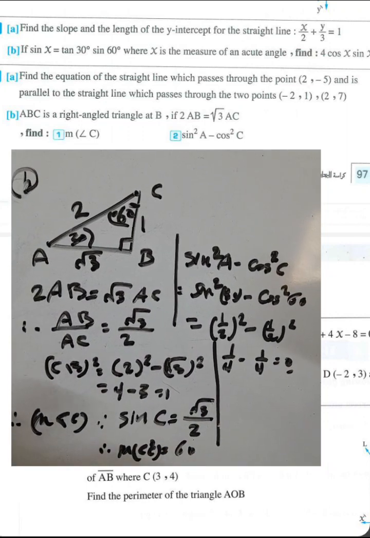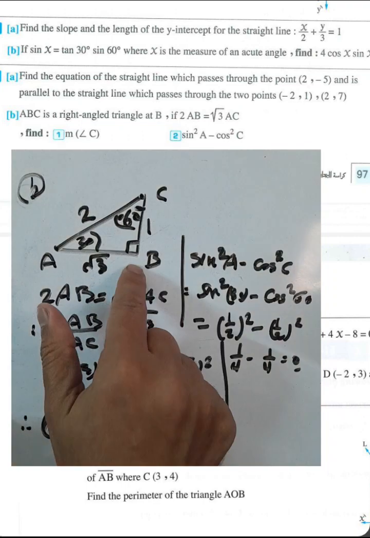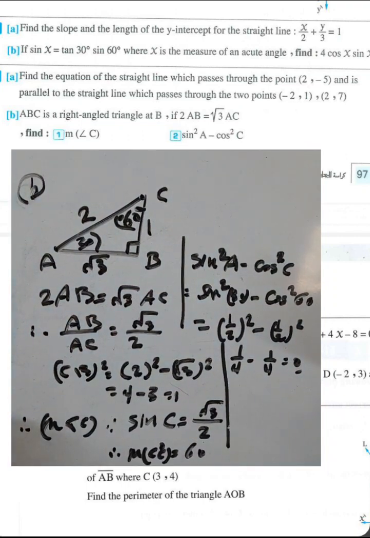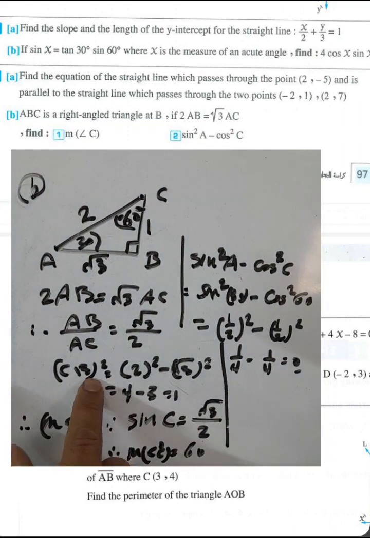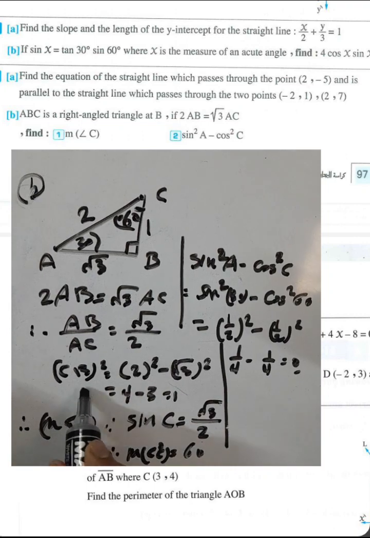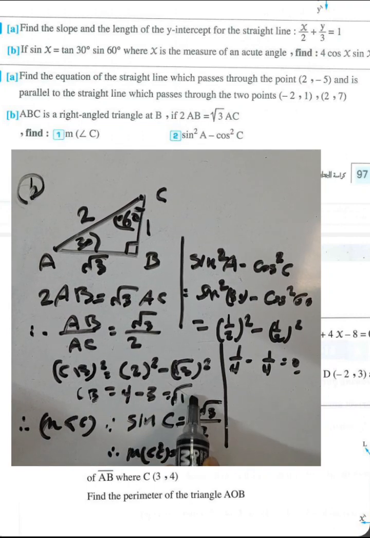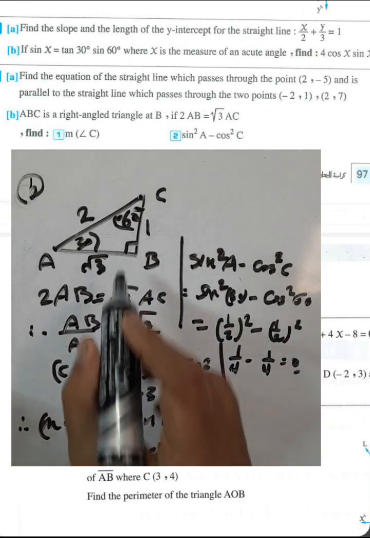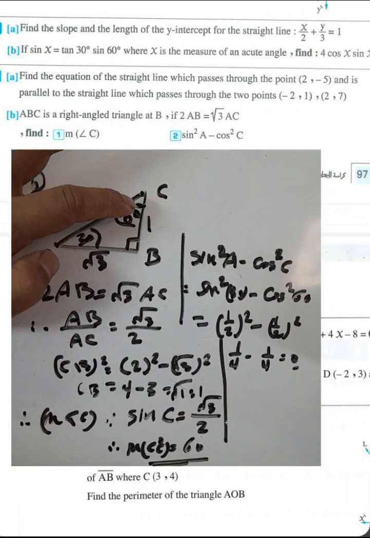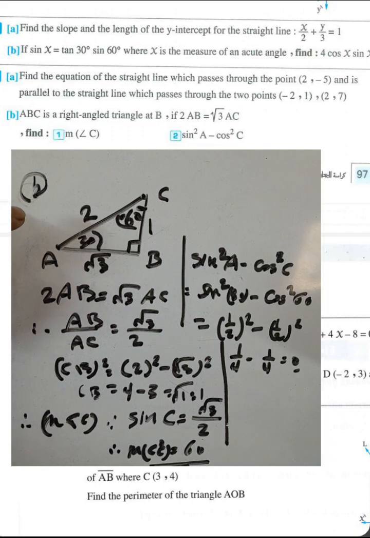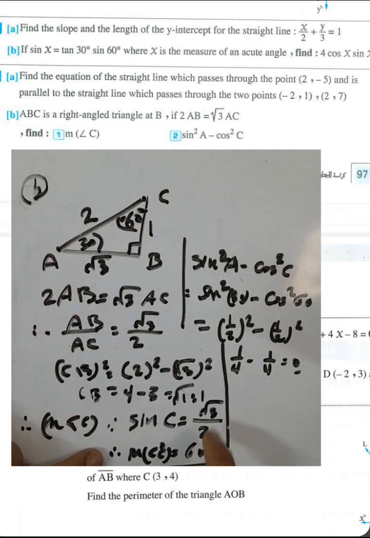Okay, understood. We have a right-angle triangle at B, and he gives us the ratio between AB and AC, root 3 over 2, and then we can find the side length BC here by writing hypotenuse power 2 subtract root 3 power 2. The result will be 1. The square root of 1 will be 1. Then BC will be 1. Then the measure of angle C will be 60, because sine 60 equal root 3 over 2. Shift sine root 3 over 2 will be 60.